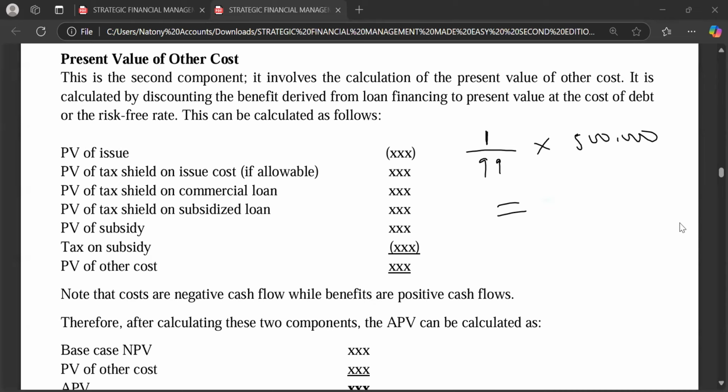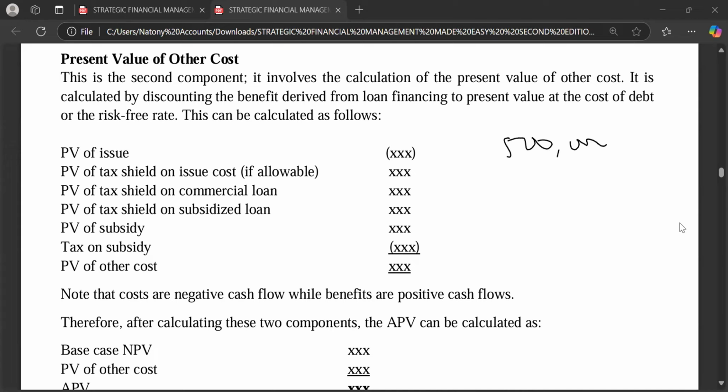Whatever I get here will be your issue cost, rather. 1 over 99 times this 500. Whatever you get will be your issue cost. So if what you finally get is X, your gross finance will now be this X that you got plus this 500,000. That's one way.